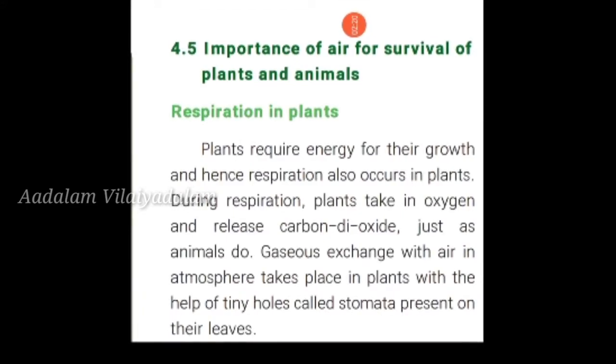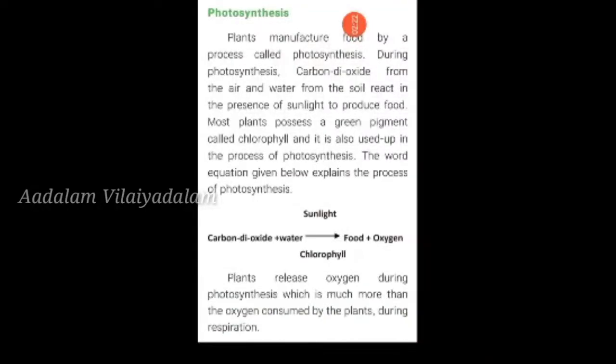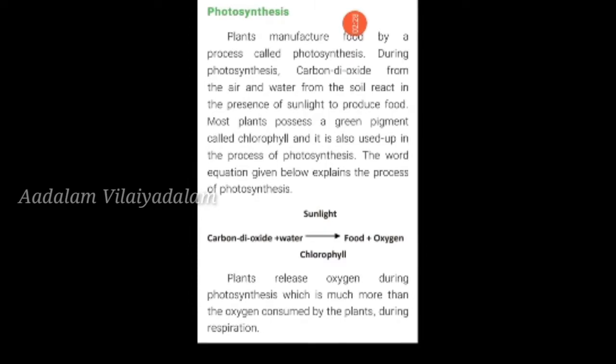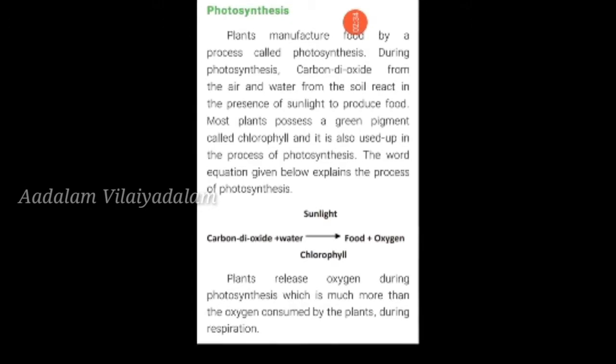So next topic, chlorophyll. Most plants possess a green pigment called chlorophyll. A green pigment is called chlorophyll. So stomata means tiny holes. Chlorophyll means a green pigment.